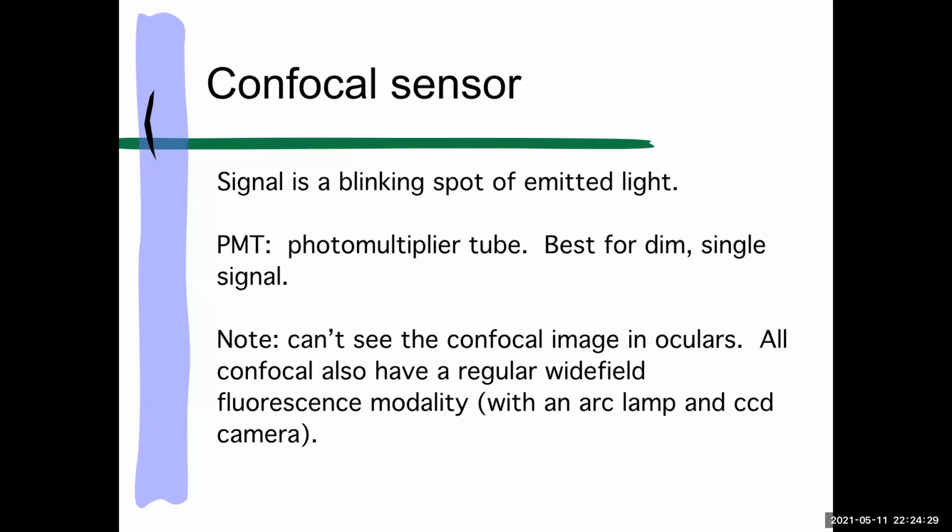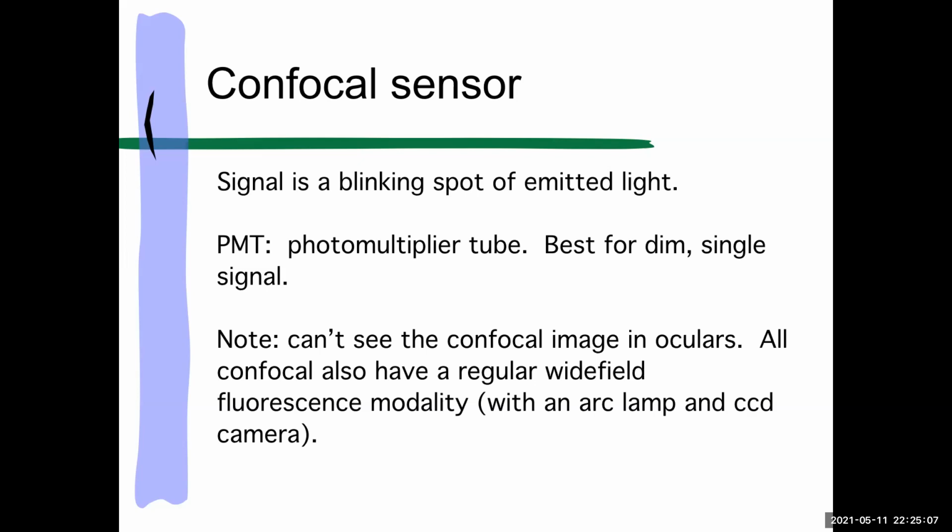So note that from a confocal, you're getting just a blinking spot of emitted light with the location attached to it. So there's nothing that you can see in the oculars. You can't see your confocal image in the oculars. So all confocals also have a regular wide field fluorescent scope basically built in with a separate arc lamp and a CCD camera and so on. That should say confocals. It's interesting, autocorrect somehow doesn't think there can be plural confocals.